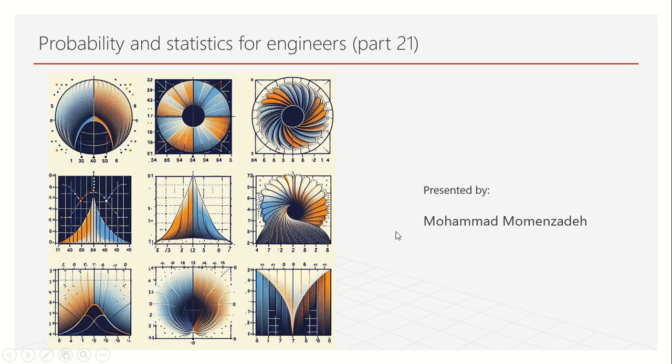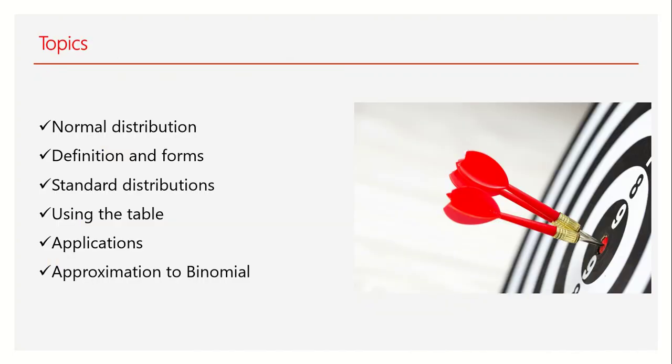So in this lecture, we will discuss the normal distribution. We continue our discussion about the normal distribution, and we will talk about the definition and forms and a standard distribution, and we will use a table, and at the end, we will approximate the binomial distribution by using the normal distribution function.